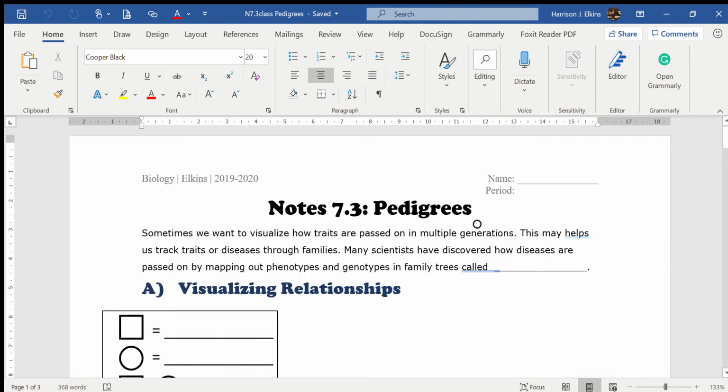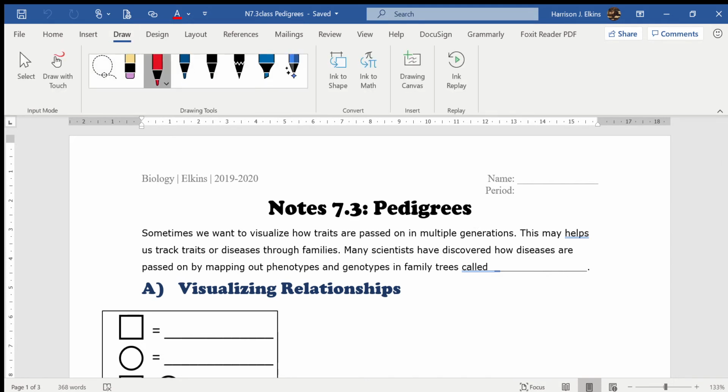Okay. So sometimes we want to visualize how traits are passed on in multiple generations. So we've used Punnett squares before to visualize how a trait is passed on from the parent to the offspring. And so that's just one parent to one offspring.